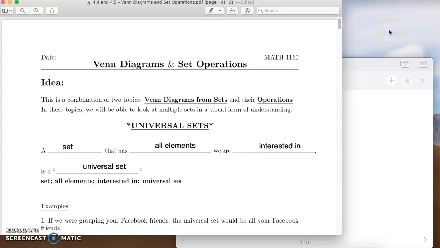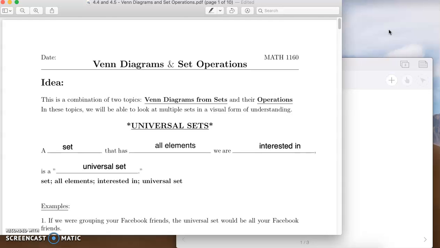Unit 4, topics 4 and 5, Venn diagrams and set operations. What's kind of cool about these is it's nice to visualize. You can draw pictures, or it's a little bit different than some math. It's a little bit harder to visualize. So we'll go through an introduction for both.